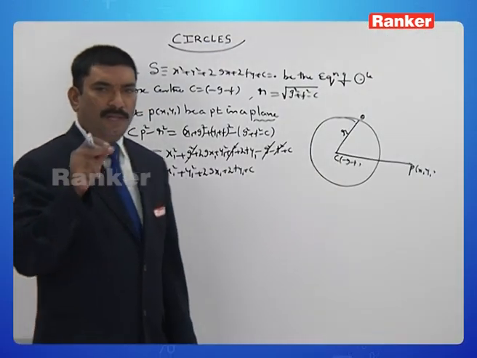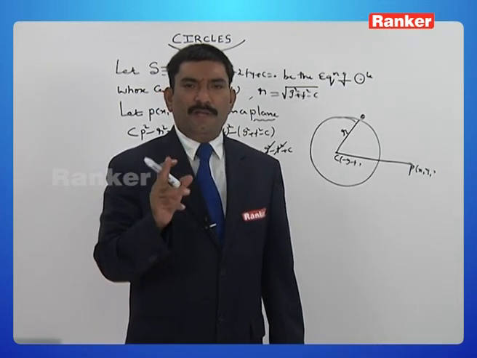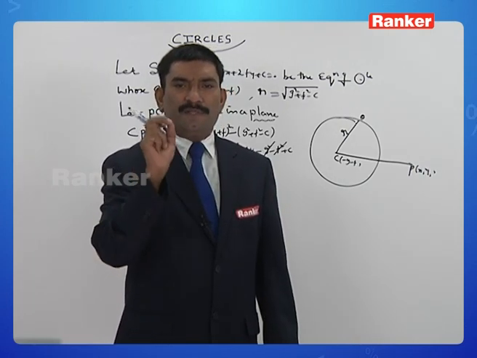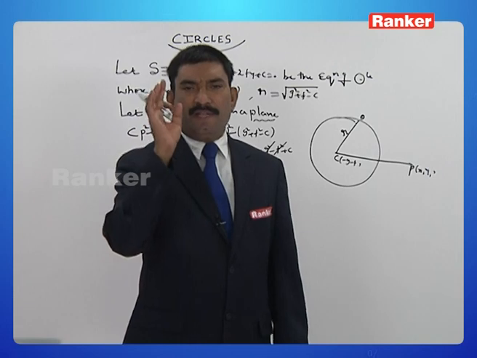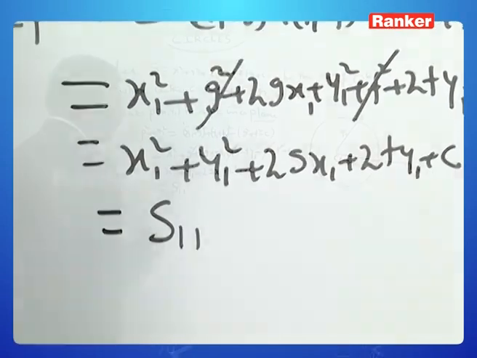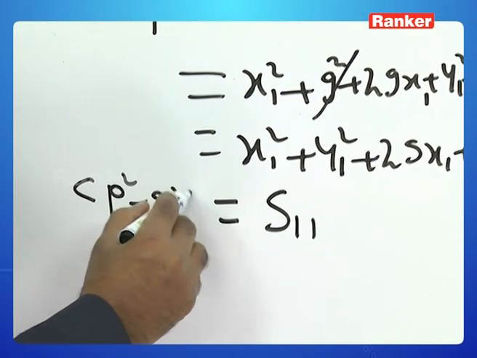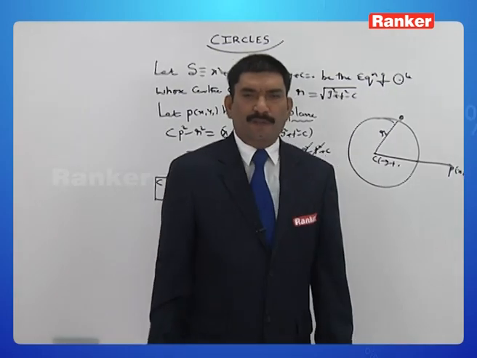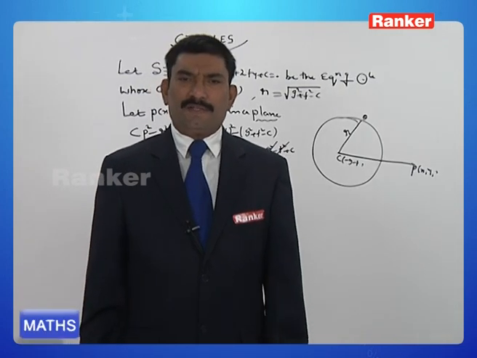As I told earlier in the notations, what is S11? S11 is nothing but x1 square plus y1 square plus 2gx1 plus 2fy1 plus c. So I can write this is S11. Hereafter, CP square minus R square is represented with S11. Nevertheless, S11 is nothing but CP square minus R square.